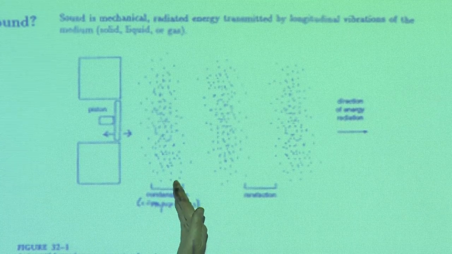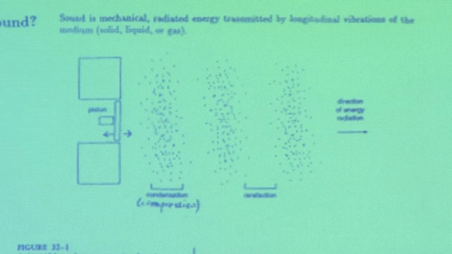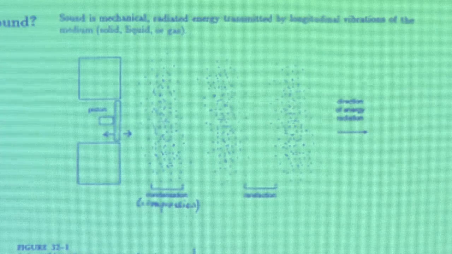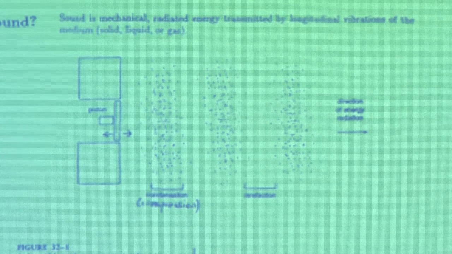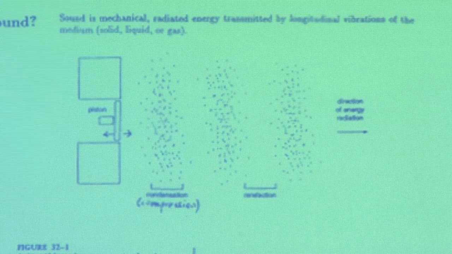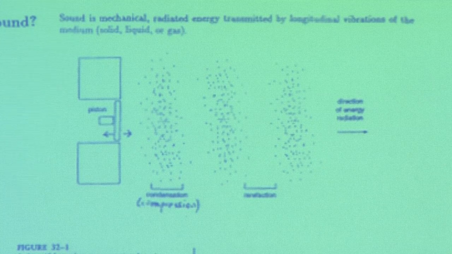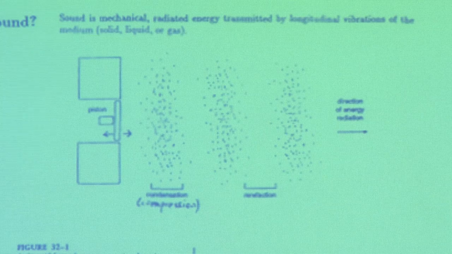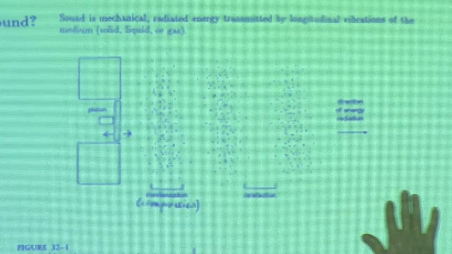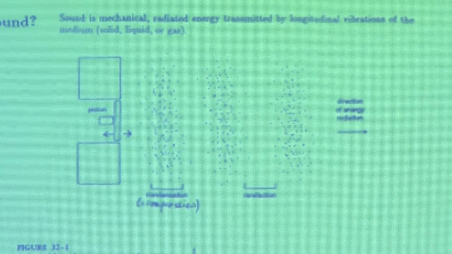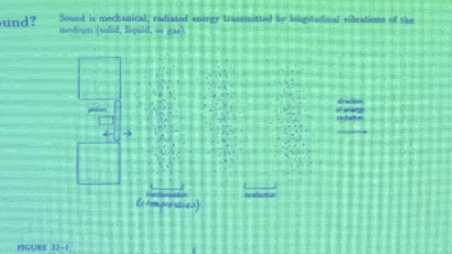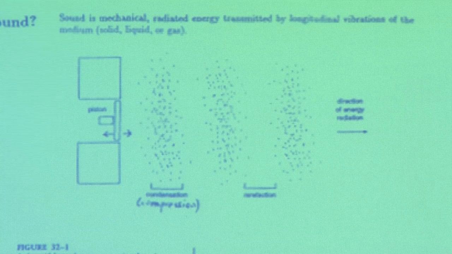Then as the piston moves the other direction, it rarefies the air. It drags some of the air with it. And so that little space right in front of the piston has a lower pressure because there are fewer molecules per volume than before. So this energy then is transmitted through the medium to whatever, a microphone which can detect sound, or a listener which can listen to the sound.